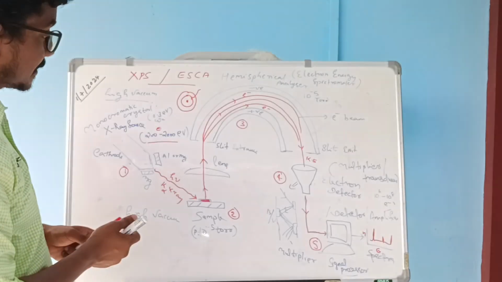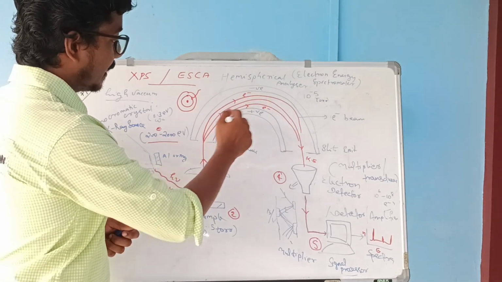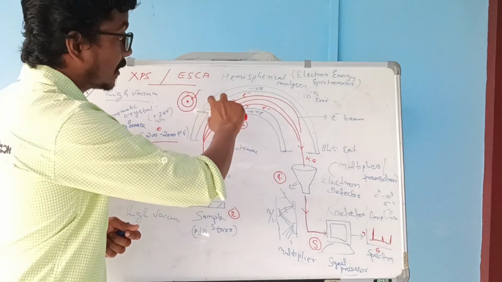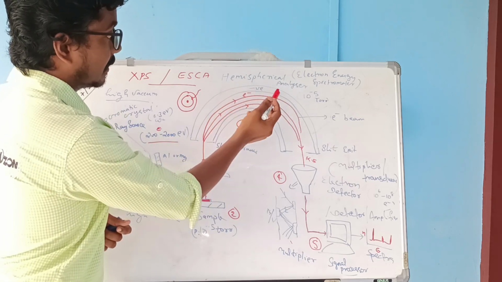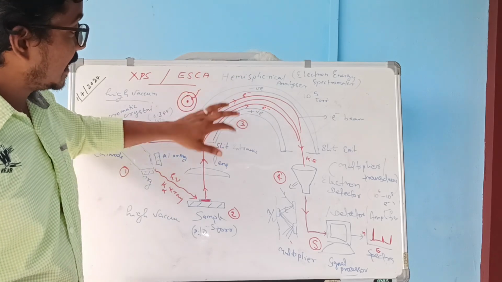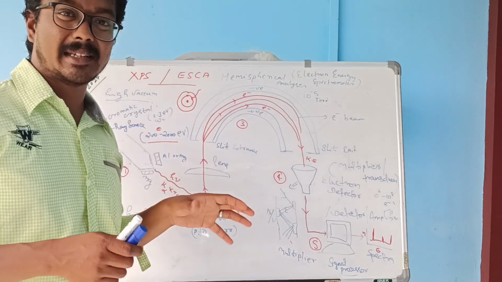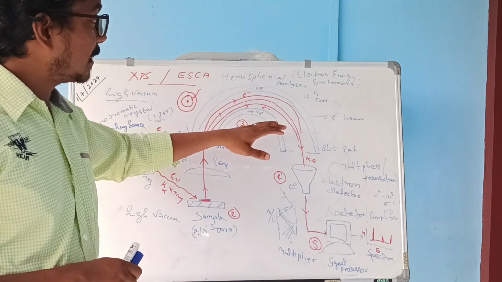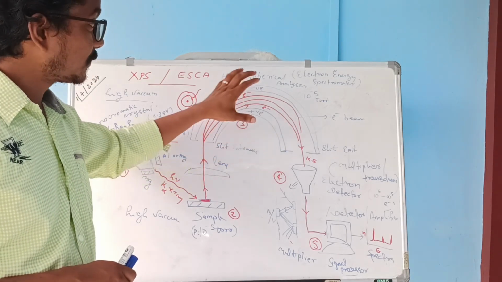Inside the hemispherical analyzer, the electrons attain a curved path. The hemispherical analyzer is known as the electron energy spectrometer, which is placed in a very high electrostatic field. So the result depends on the kinetic energy, which determines the curvature of the electron.